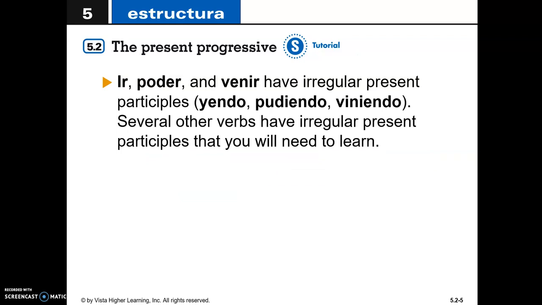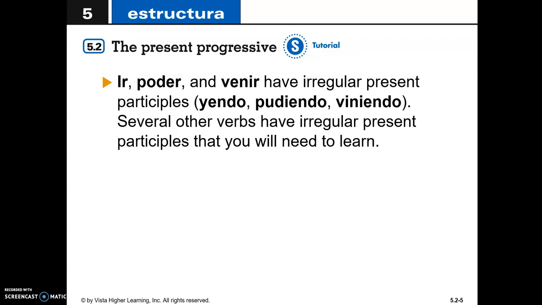We have three that are just straight up irregular for us. We have ir, which means to go, poder, which means to be able to, and venir, which means to come. All three of these are going to have irregular present participles. So that means for ir, we're going to use yendo. For poder, we're going to use pudiendo. And then for venir, we're going to use viniendo. All of these are irregular. You just kind of have to memorize them. They don't follow any pattern.